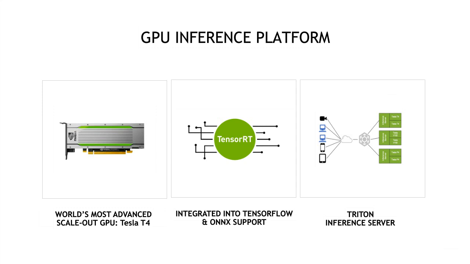So a GPU hyperscale inference platform is typically composed of three parts. The first one is the hardware. Here we will use Tesla T4, the world's most advanced scale-out GPU. And then we will have the software. NVIDIA developed TensorRT as an inference framework to help you accelerate your model inference. And at last, we will have Triton Inference Server, which is very important in your deployment to serve your models online.